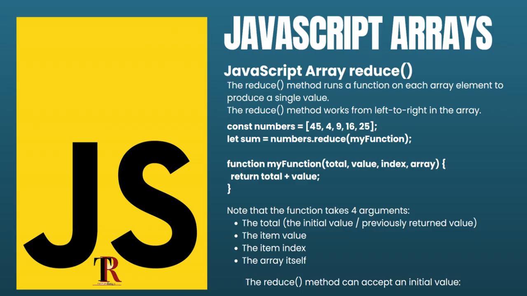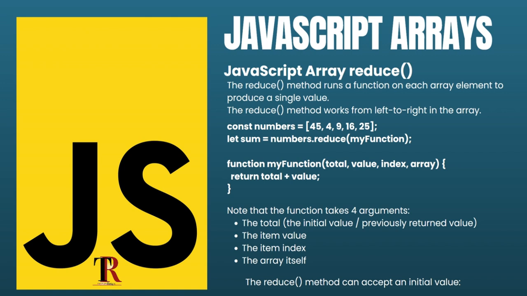So here's an example on my screen, an array of numbers that contains random numbers, and then you can see this is the method. The method expects a function, and this is the function. And you can notice something about the function, that the function expects 4 different parameters, in respect of total, value, index, and array, before it now returns a result, which is the value of the total plus value. So this is how the array reduce method works.